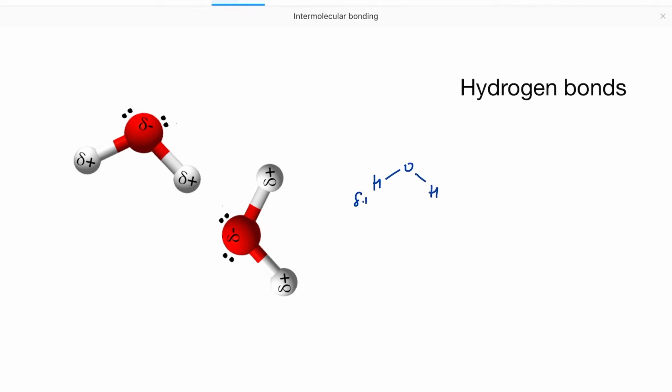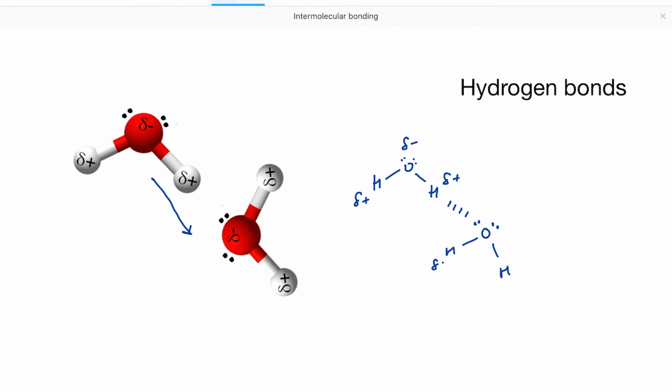You must label the delta pluses and delta minuses, and you must show the lone pairs of electrons on the relevant atom, in this case oxygen. The next bit is key. This is a linear force of attraction, for want of a better way of explaining it. So you need to be clear when you draw it that that is what we are showing.